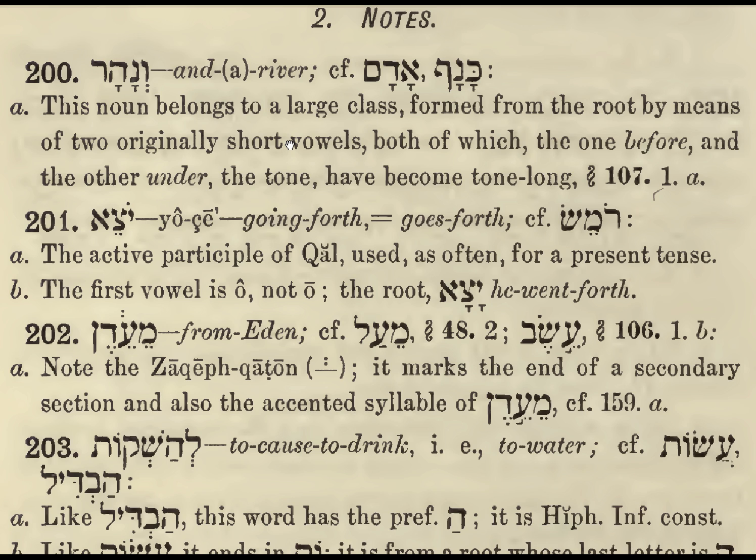This noun belongs to a large class of nouns formed from the root by using what were originally two short vowels, both of which, the one before and the one under the tone, have become tone long. Nahar, Adam, Kanaf.